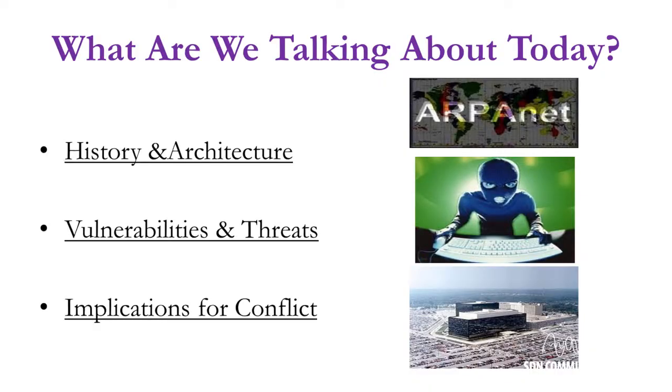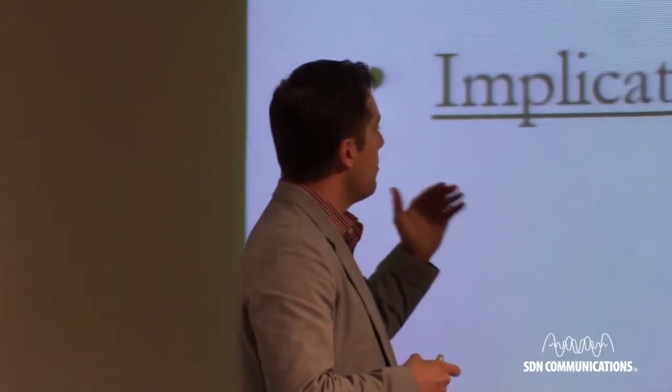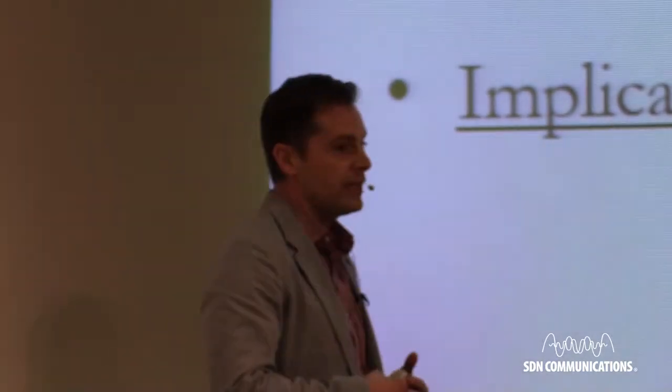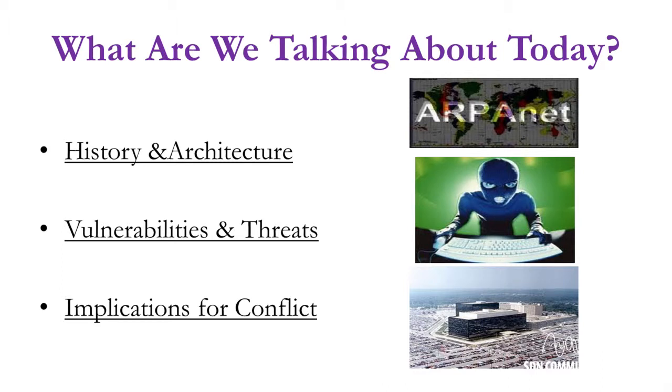First, I thought it would be helpful to talk a little bit about the history and just a very little bit about the architecture of the internet. This is not going to be a technical conversation, but I do think it's helpful to have a very basic understanding of what a network looks like in order to understand some of the challenges and opportunities in cyberspace. Then we're going to talk about some of the vulnerabilities as well as some of the threats. Who are the bad guys out there that are trying to do us harm and why? And then finally, what are the implications for national security, foreign policy, conflict, war, peace, all of the above.